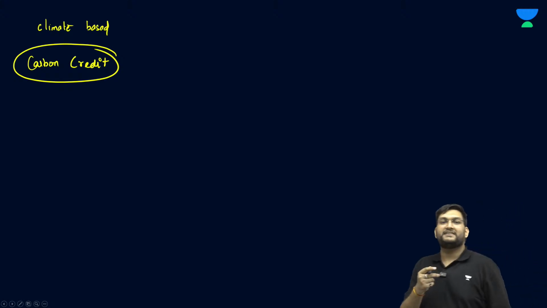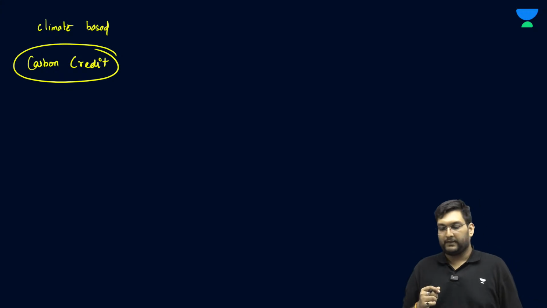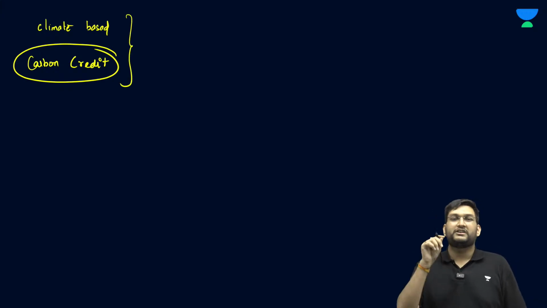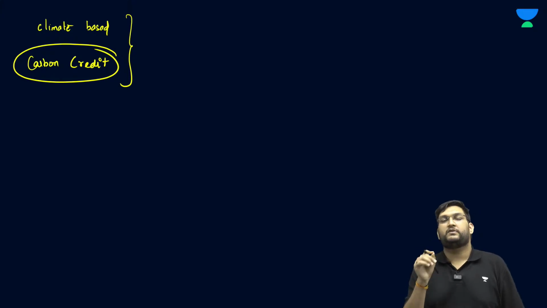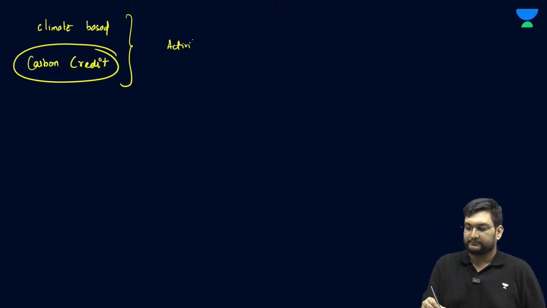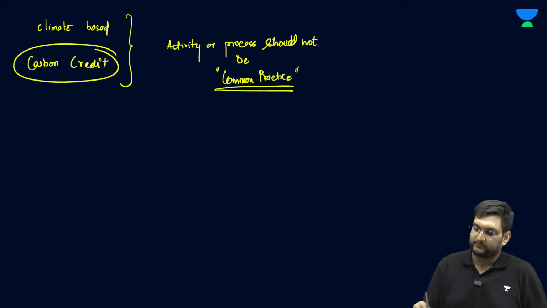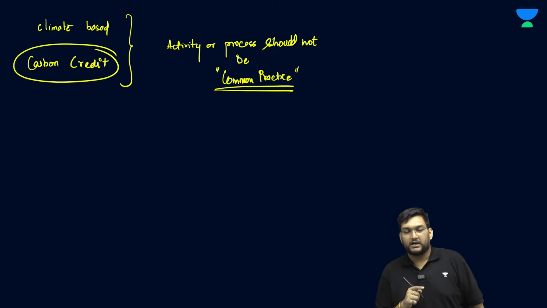Carbon credit, as I told you, is any credit you gain by sequestering carbon into a sink. Now, in order to determine that a certain practice is doing something good for the environment, that activity or process should not be common practice. Now, this is a very important word which has come into vogue for us, the concept of common practice. Now, what do you mean by common practice?